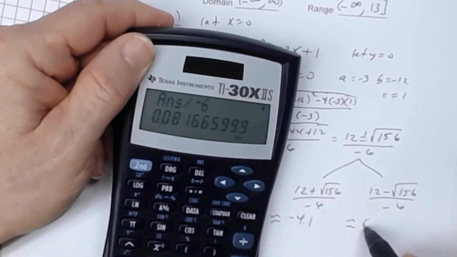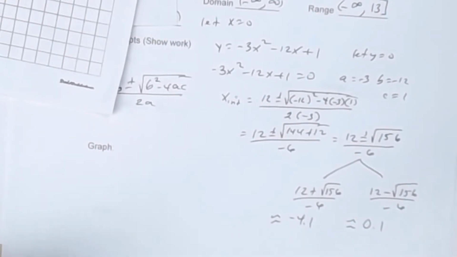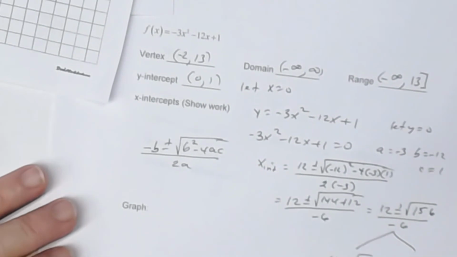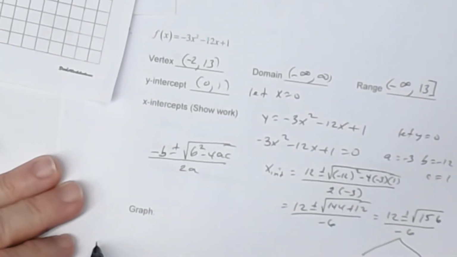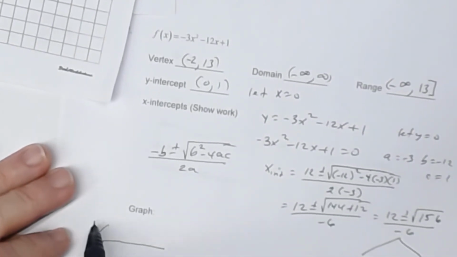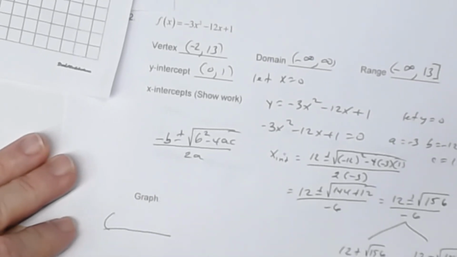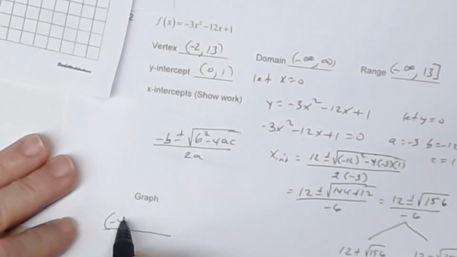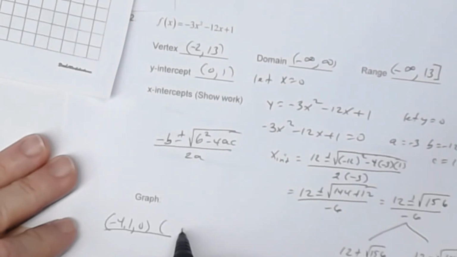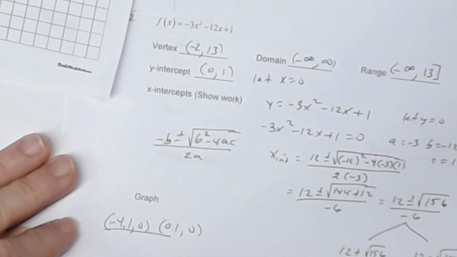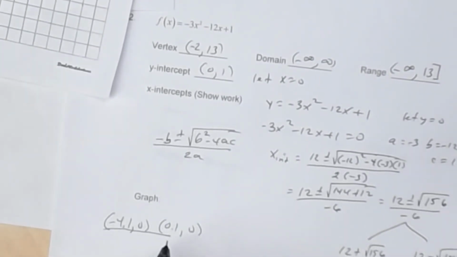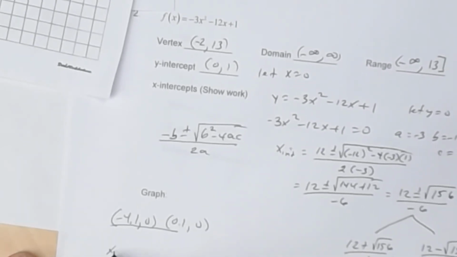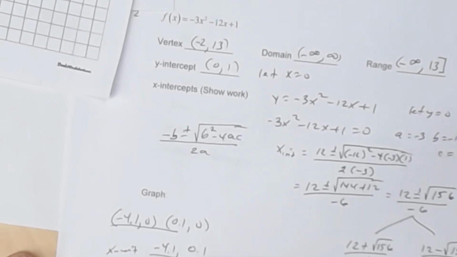And the other one is approximately equal to 0.1. Okay? All right, so those are my two x-intercepts. So in the blank, remember this is an approximation, so it's okay to say the x-intercepts are negative 4.10 and the other one is 0.10. They're probably going to ask you to write in ordered pair. If not, then it's okay to just say your x-intercepts are negative 4.1, comma 0.1.